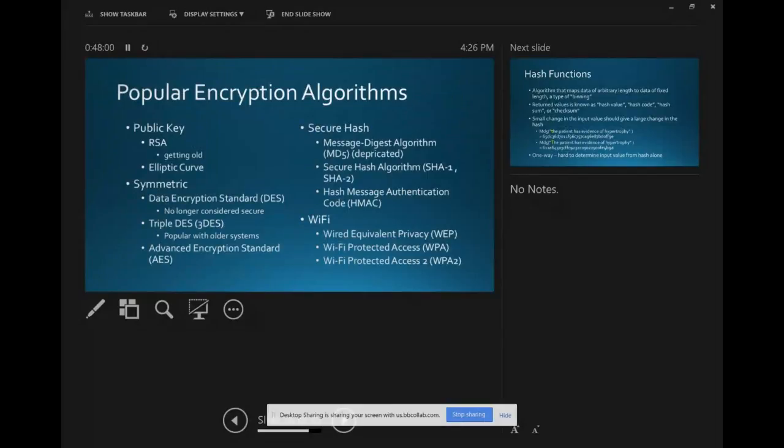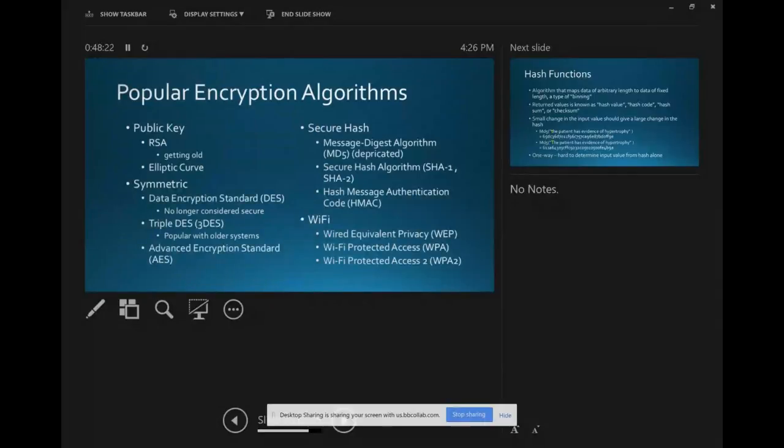So for public key encryption, some popular algorithms, the most popular is RSA. It's getting a little bit old. It's still considered secure, but a lot of people are moving to what are called the elliptic curve algorithms. So if you were to ask which one I would prefer, elliptic curve. They're faster and more secure.